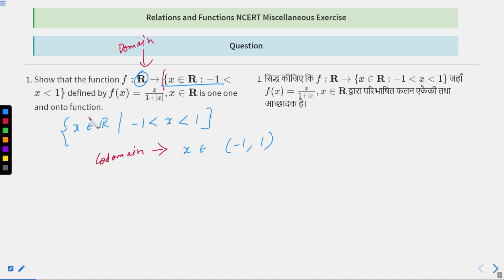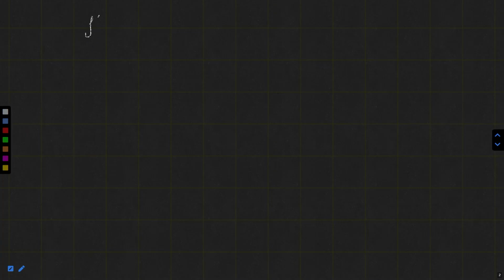So first of all, what I need to show is that this function f(x) is equal to x by 1 plus mod x is one-one as well as onto. Let's see. So f(x) is equal to x by 1 plus mod x.